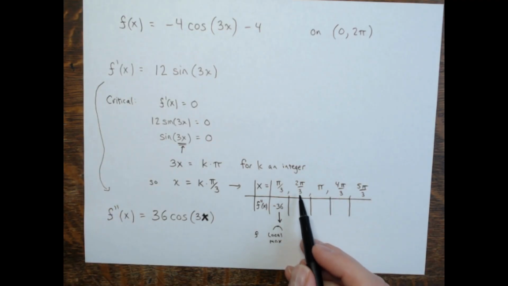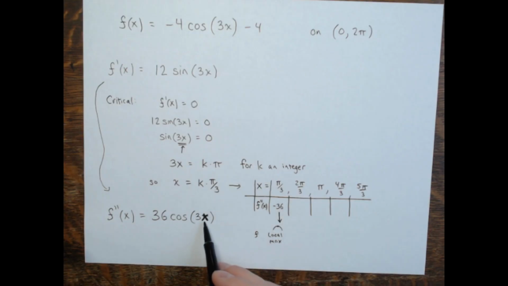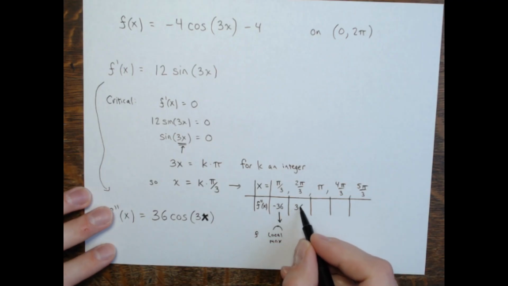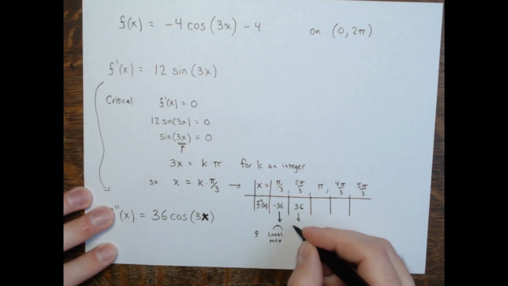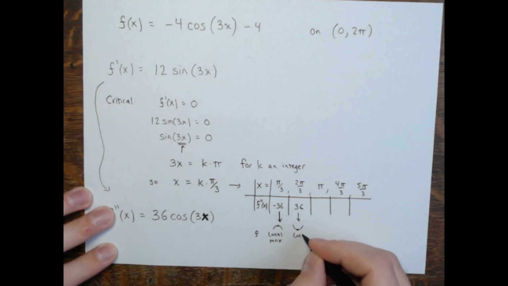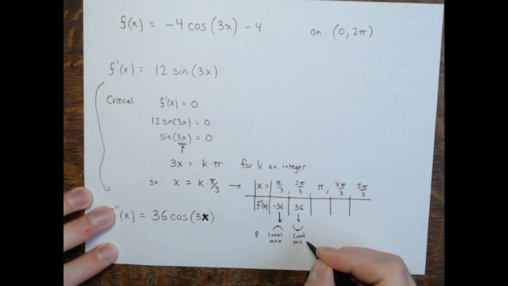And then when I plug in 2 pi over 3, it's the cosine of 2 pi, the 3 cancels. Cosine of 2 pi is 1, so I get positive 36. And if the value of the second derivative is positive, that means I'm on a piece of curve that's concave up. I'm at the bottom of a valley, so f will have a local minimum at x equals 2 pi over 3.